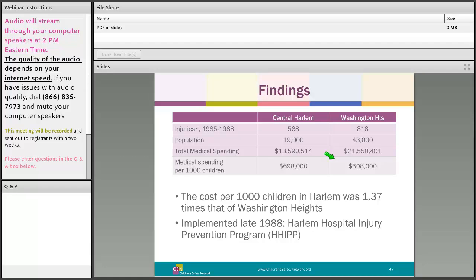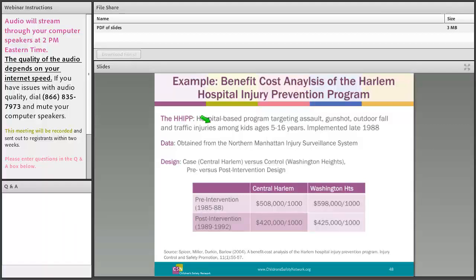So the result of this was that they decided to implement a program called the Harlem Hospital Injury Prevention Program. And it was implemented in late 1988. So remember, these injuries were from 1985 to 1988. Late 1988, they implemented the Harlem Hospital Injury Prevention Program. And so I thought I'd show you the example of the benefit cost analysis we did of the Harlem Hospital Injury Prevention Program using the same data.